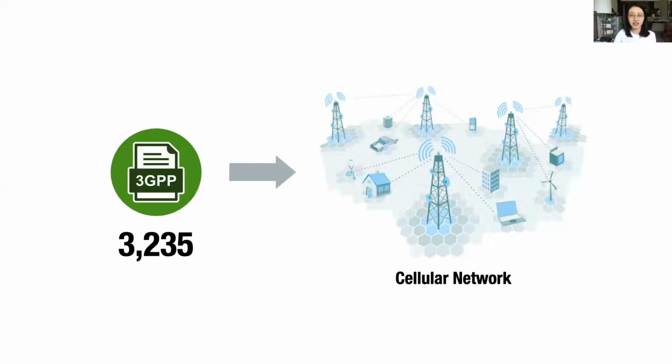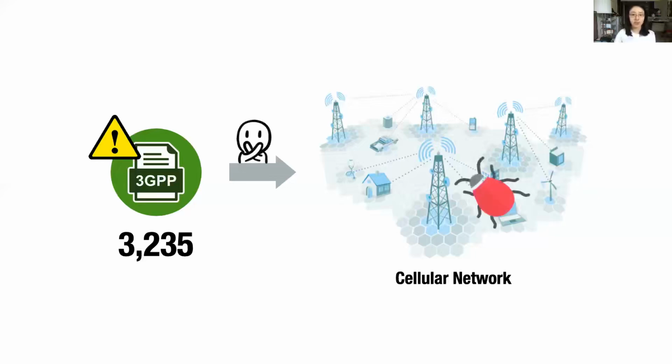So in our research, we made the first step to consider one situation. When the specification describes a sensitive operation, such as transmitting private information or releasing a connection, because of the huge number and the complexity of the specification, we're curious about whether the manufacturer developers could implement it correctly and securely. If not, there may be a risk in the cellular network.